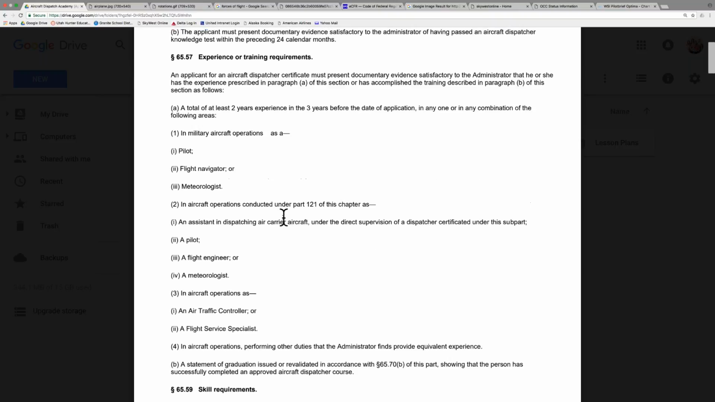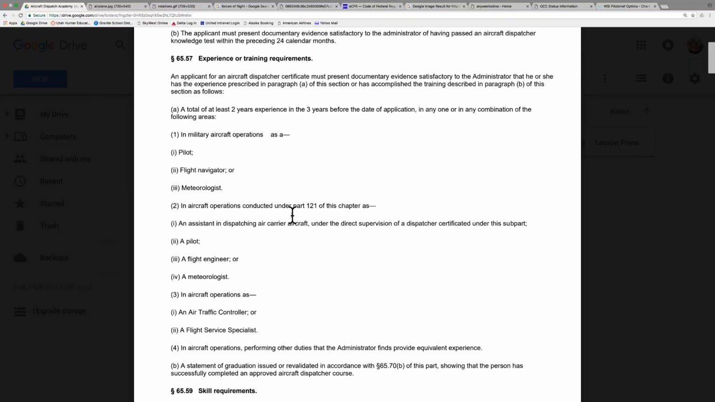So as far as experience or training requirements, this is what you guys are doing now. This is what's going on right now. There's a couple ways to get a dispatch license. The important thing to take away from this section is that you're completing one of those things as you train in this class.